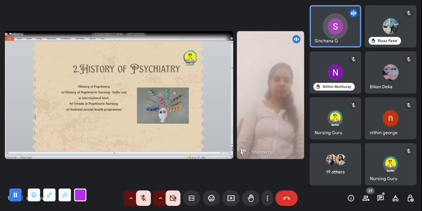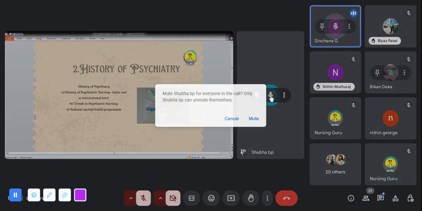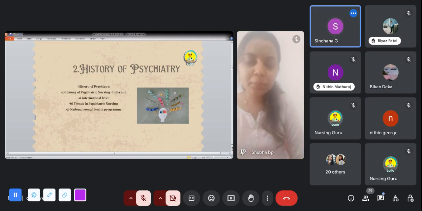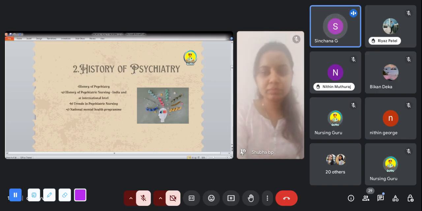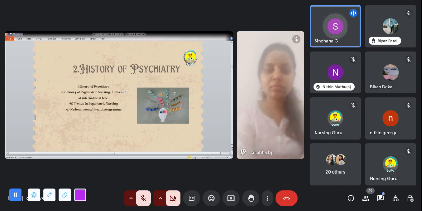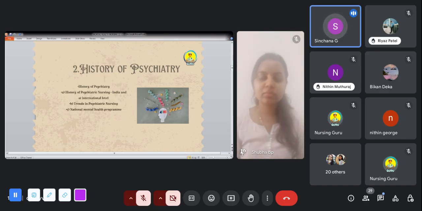Okay, the next unit, we are going to study the history of psychiatry. Ma'am already told that in the ancient era in India, mentally ill people were not getting proper treatment. Some kinds of myth were there. For that reason the mental health program has arisen. Then after, we will get the treatment for mentally ill people.